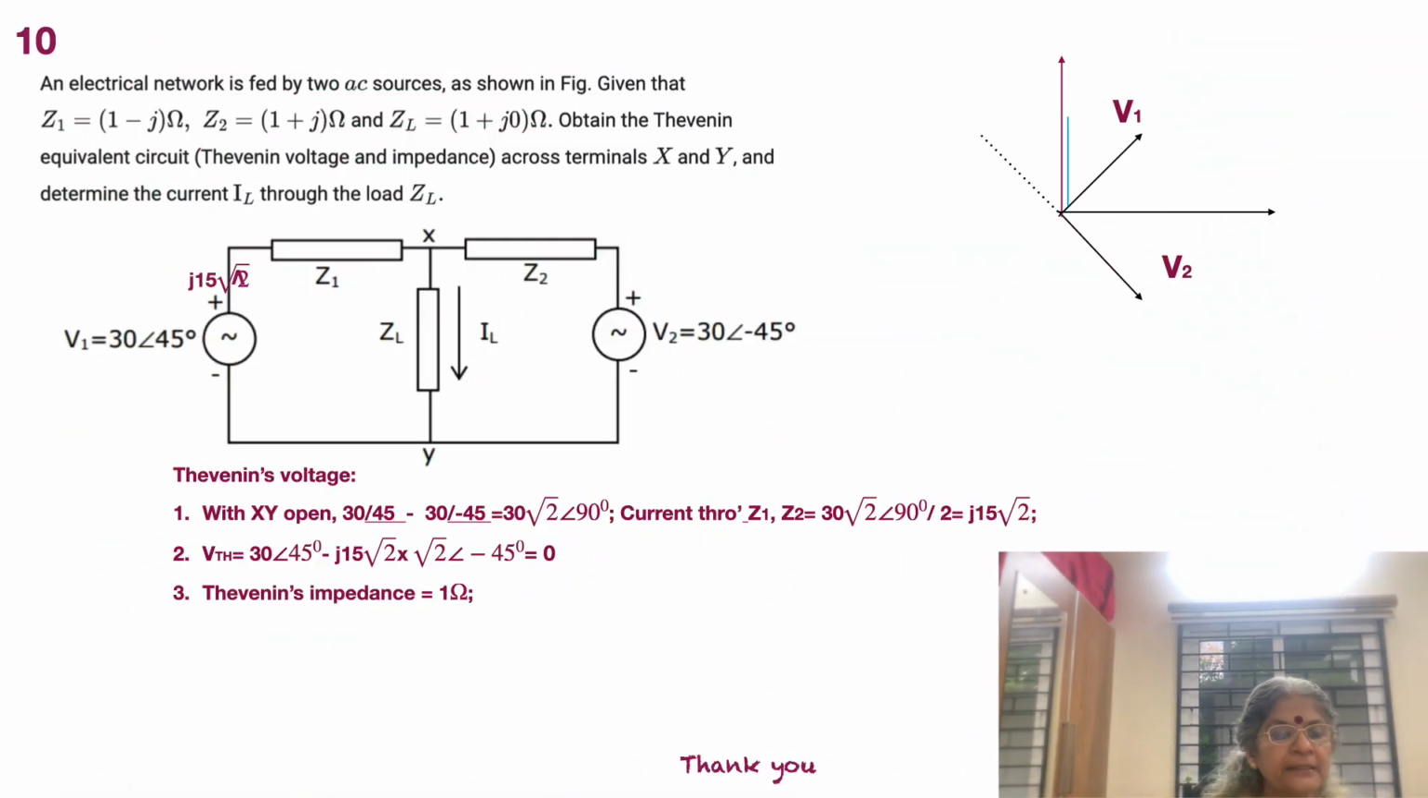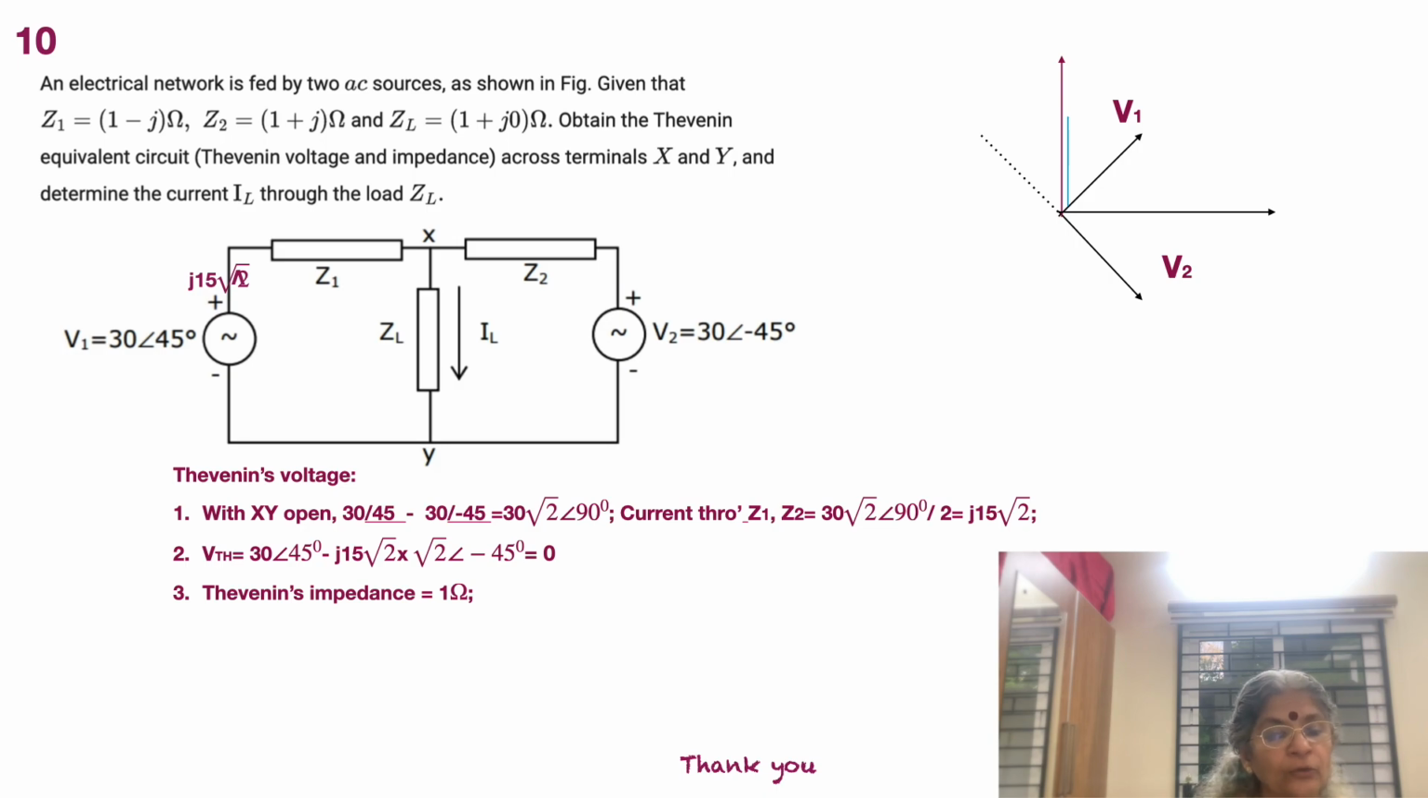And this creates a drop across Z1. You can calculate this from any side to get the Thevenin's voltage; you have to look at only one side. So we are looking leftward from XY, and we see 30 angle 45 minus j 15 root 2 into Z1. And what is Z1? Z1 is 1 minus j, which is root of 1 square plus 1 square, root 2, angle minus 45. So we have 30 angle 45 minus j root 2 into root 2 angle minus 45.